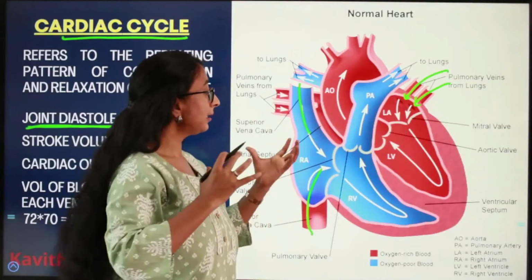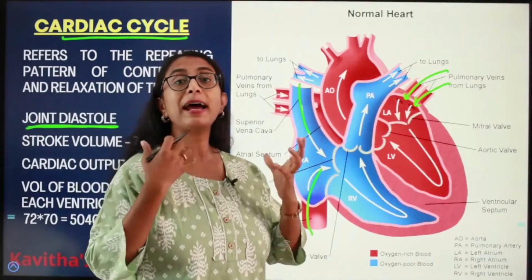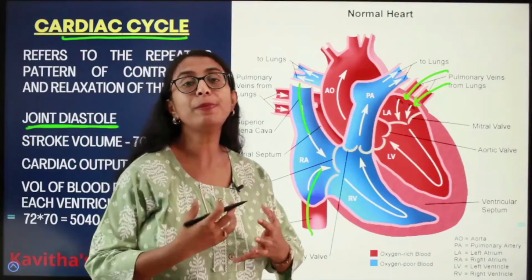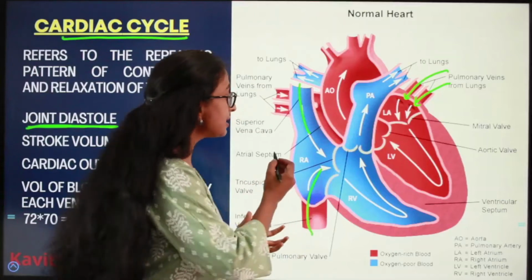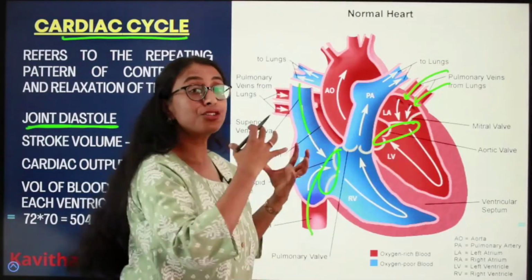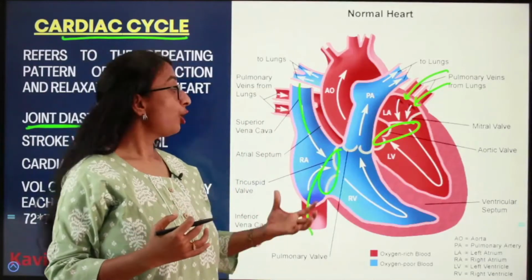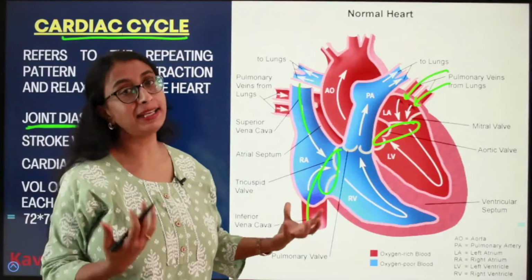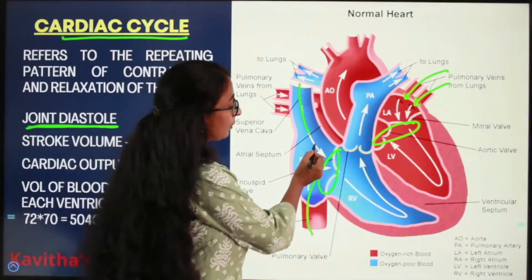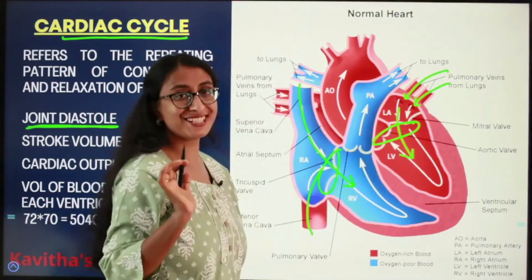Now, as the blood fills both the right atrium and the left atrium, there is an increase in the pressure. There is a pressure buildup in the atria which forces the atrioventricular valves to open. That is, the tricuspid and the bicuspid valves are forced to open because of the increase in pressure in the atria, and blood starts flowing into the ventricles, from the right atrium into the right ventricle and from the left atrium into the left ventricle.